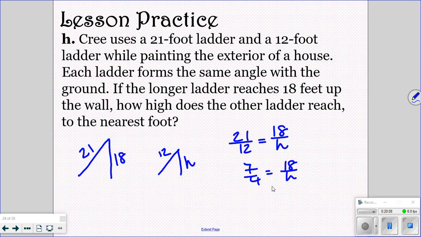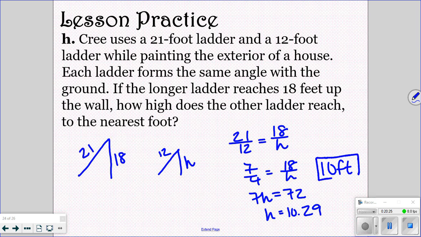So 4 times 18 is 72. So we're going to have 7h equals 72. And then when you divide, you get 10.29. And it says to the nearest foot. So that rounds to just 10 feet. So that would be your answer for that one. So hopefully you were able to get most of those correct. The more you practice them, the easier it'll get to actually set up your ratios correctly.